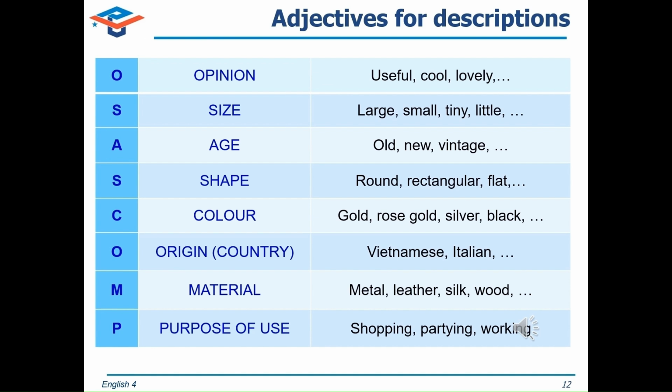When talking about the size of the object, you have large, small, tiny, little. When talking about the age, we have old, new, vintage. Or shape, we have round, rectangular, flat, etc. And color like gold, rose gold, silver, black. Country of origin like Chinese, Vietnamese, Italian, American, for example. And material we have like metal, leather, silk, wood. And purpose of use like shopping, partying, working, educating, or entertaining, for example.